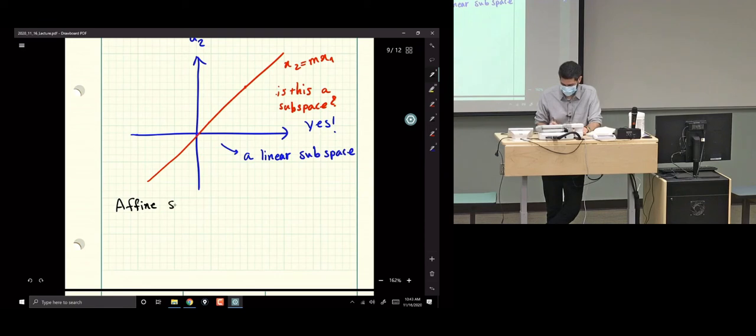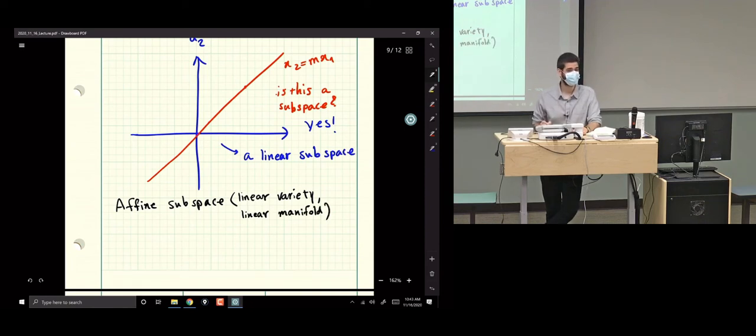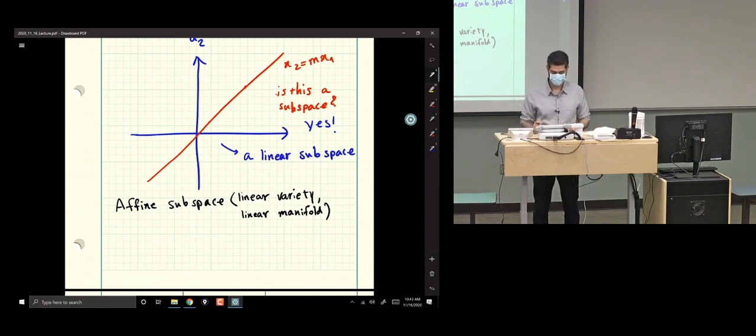Now we want to talk about affine subspace. Sometimes it's called linear variety or linear manifold. Linear because it's flat, in this case, for manifold. Manifold is just any set surface in Euclidean space, here a line, or in 3D, any plane or surface, that's a manifold.